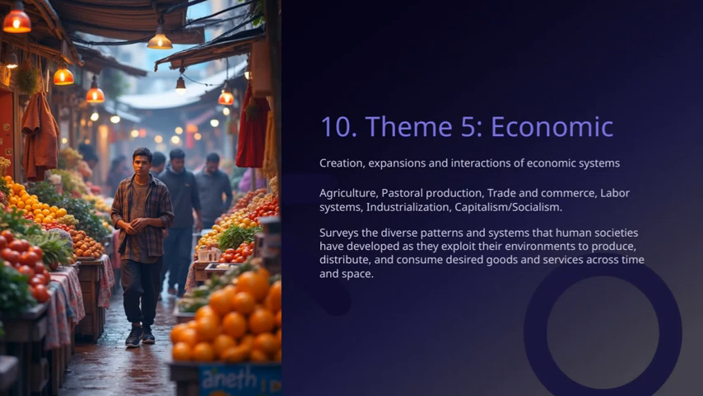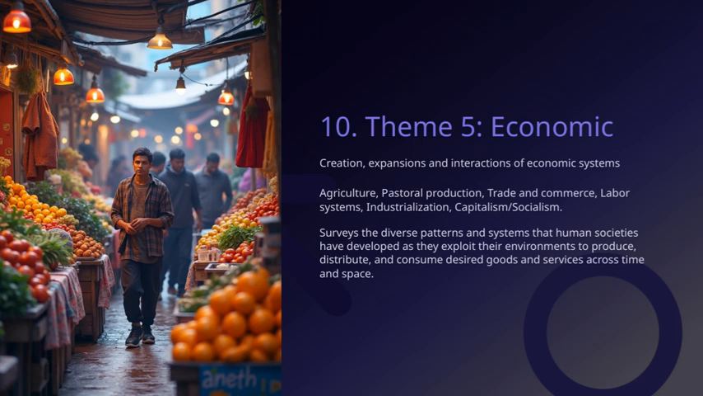Now, let's take a closer look at the diverse patterns and systems that human societies have developed over time. These systems are how societies exploit their environments to produce, distribute, and consume the goods and services they desire, not just locally, but across different regions and periods. You'll notice that these systems include agriculture, which was one of the earliest ways humans organized their food production.